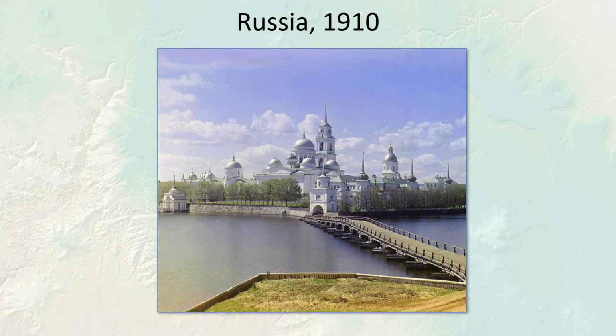Here's another example. The colors here are just really amazing to me. This is Russia in 1910. There's a whole series of these images taken in Russia before the First World War, before the Revolution, and long before there was color film available. I think this is really interesting.